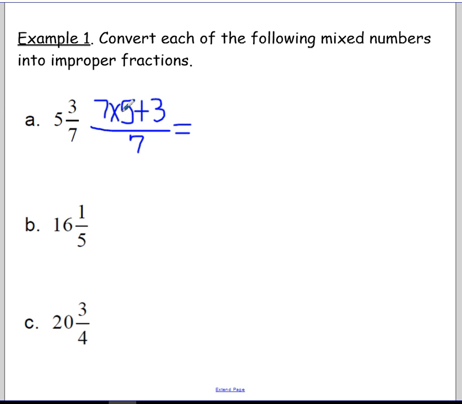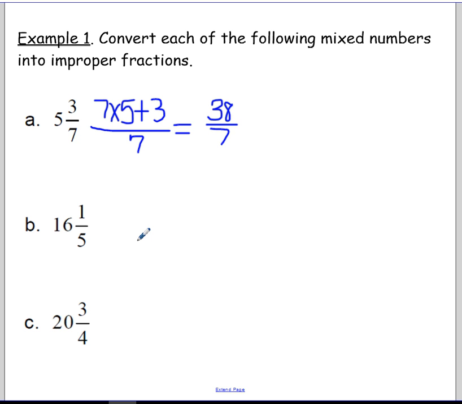7 times 5 is 35. Plus 3 more will give us 38. So our result is 38 over 7. So what this means is 5 3/7 is equal to 38/7.